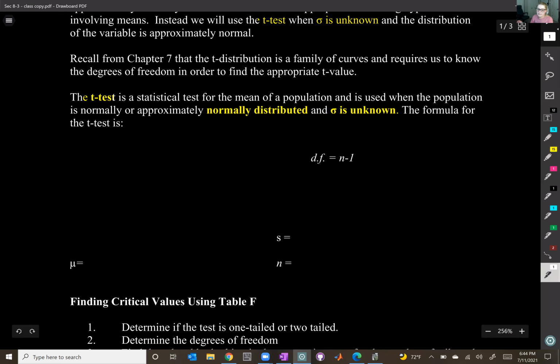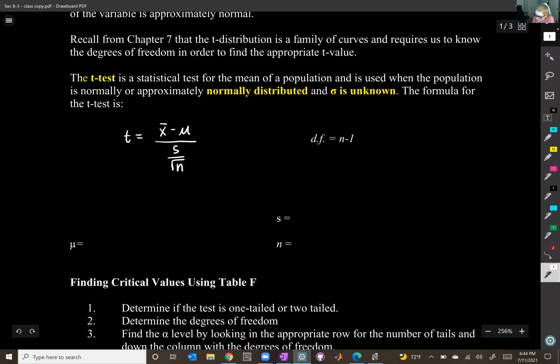So the formula for the t-test is as follows. We get t equals x bar minus mu over s over the square root of n, which, if you remember, s is going to be the sample standard deviation instead of the population standard deviation. And then like it says here, the degrees of freedom are just n minus 1. So let's just clarify what each of these variables is. So first of all, x bar is equal to my sample mean.